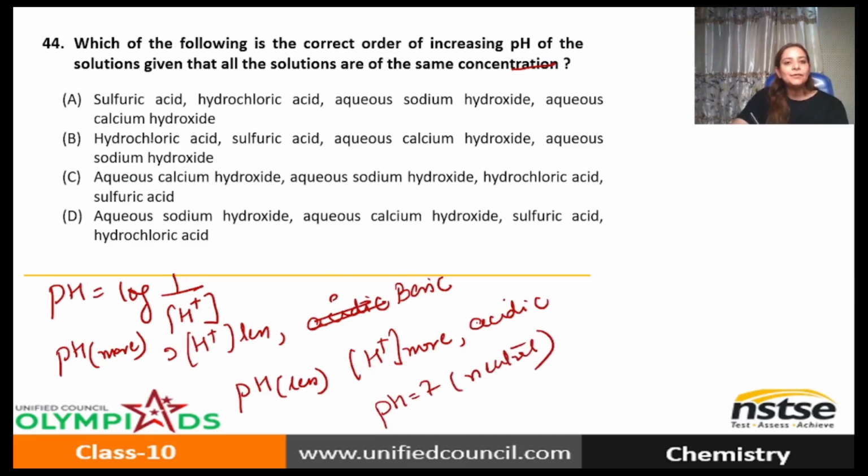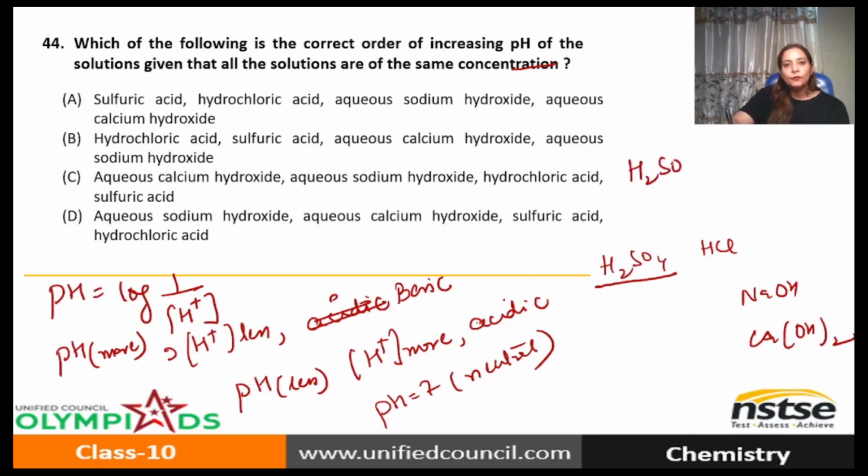So now in this case, we have to arrange them. We have got sulfuric acid, HCl, NaOH, and another option, calcium hydroxide. Only these 4 are present in all the options A, B, C, D. Now out of these, which one do you think is more acidic? Obviously sulfuric acid, because one molecule will split to form 2 H positive ions. So H2SO4 comes first, and then comes HCl, because it is another acid, but it gives only 1 H ion per molecule. Then what comes?